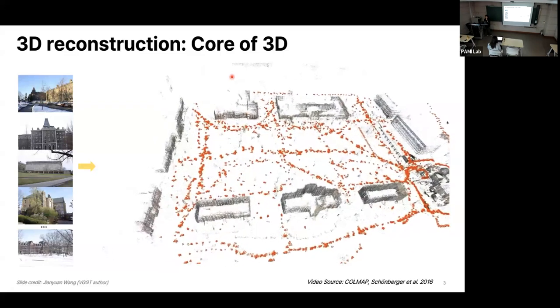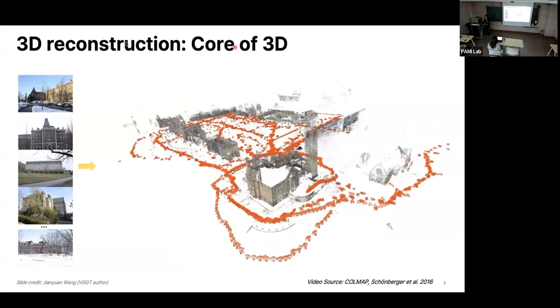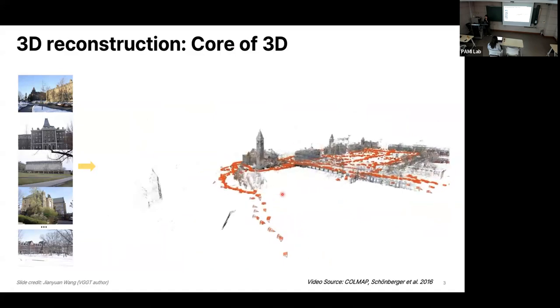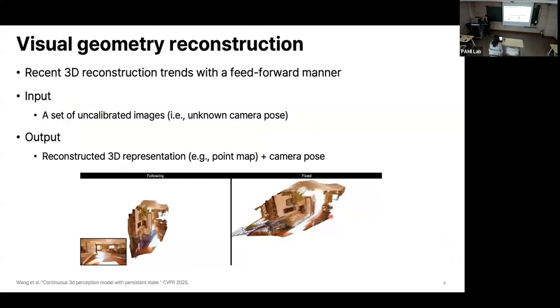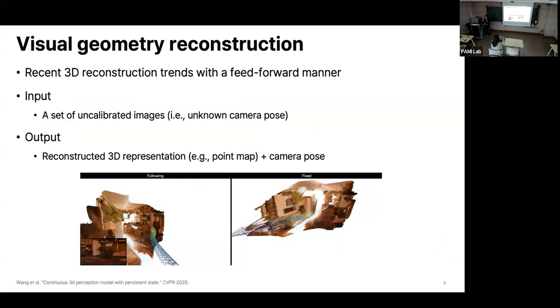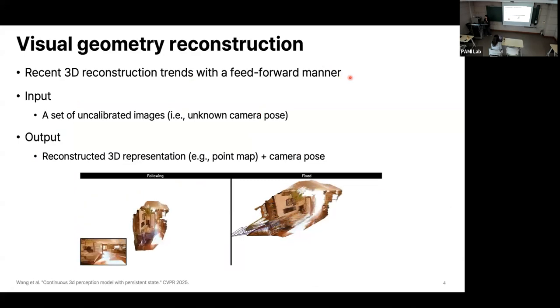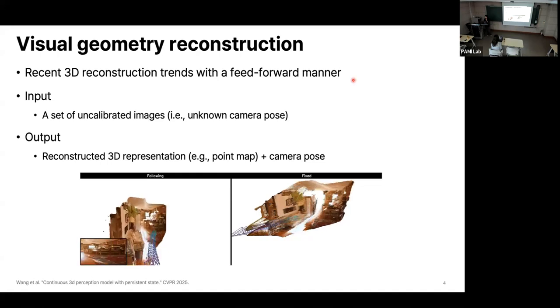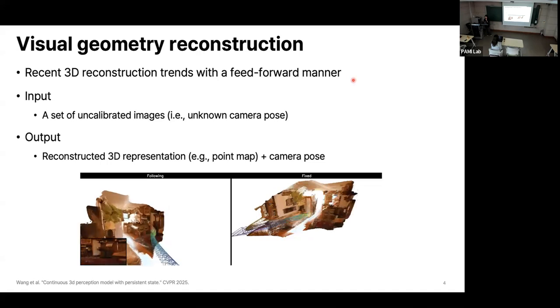So the 3D reconstruction task aims to recover a point cloud and camera poses from several unconstrained images. The recent trend is visual geometry reconstruction with feedforward networks. I would suggest that this approach is the current paradigm in 3D reconstruction.